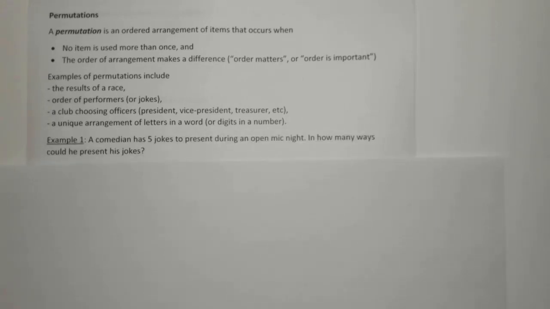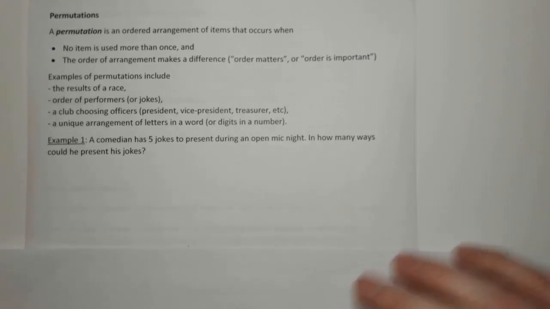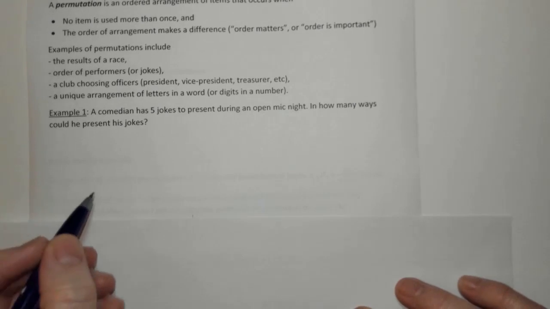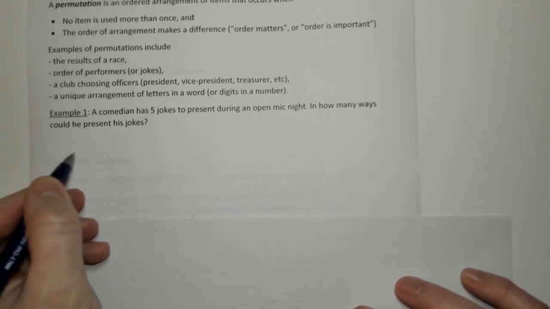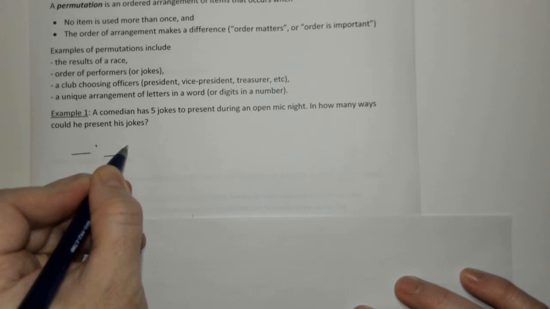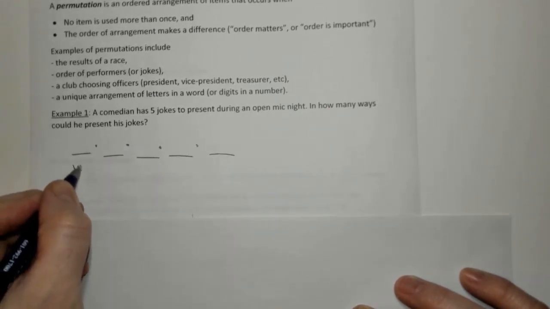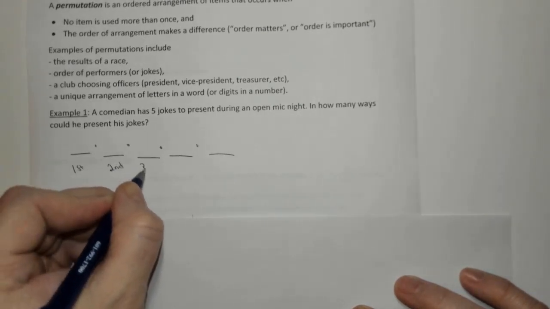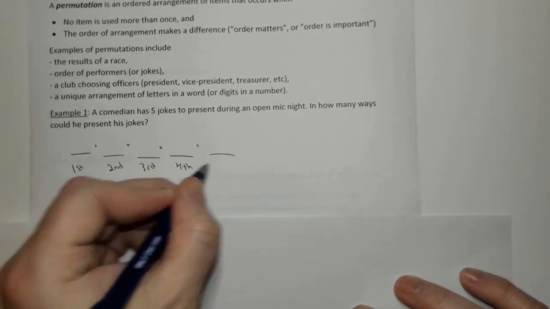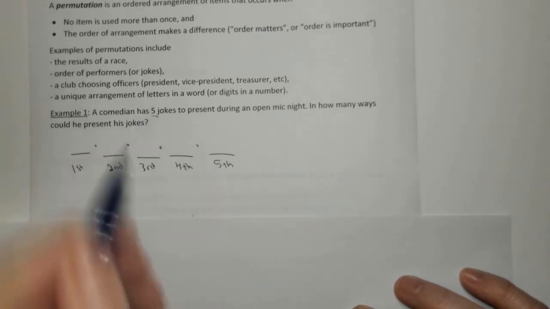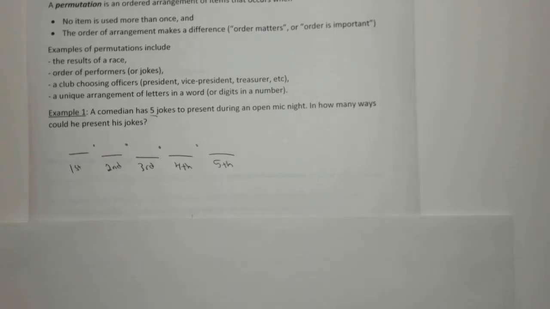So, the first one we're going to look at is actually one we could use the fundamental counting principle on, so we're going to start with that. Okay, so a comedian has 5 jokes to present during an open mic night, so we'll do 5 blanks. That's the first joke, second joke, third joke, fourth joke, fifth joke. And you're not going to tell the same joke more than once if you're doing a set.